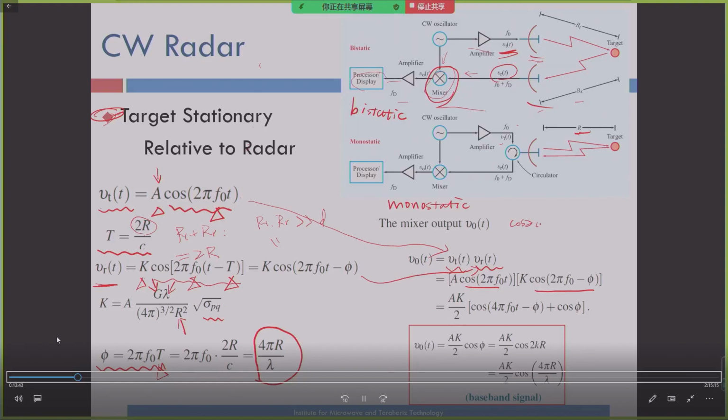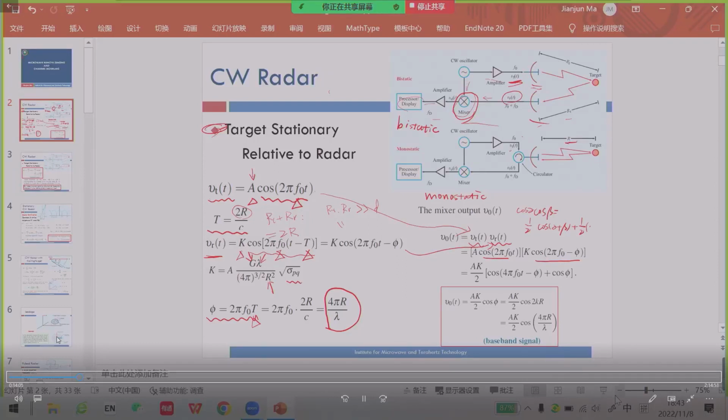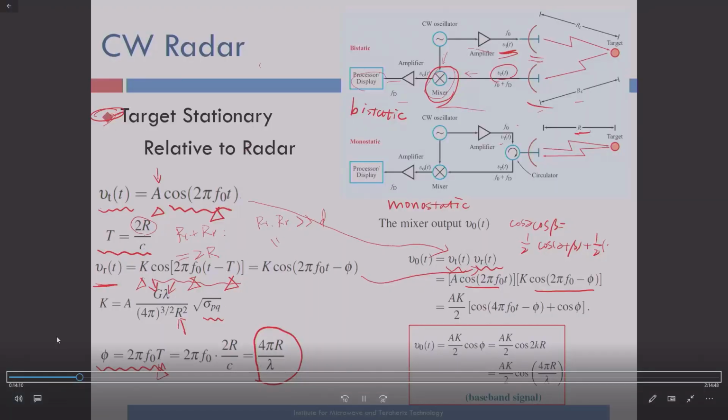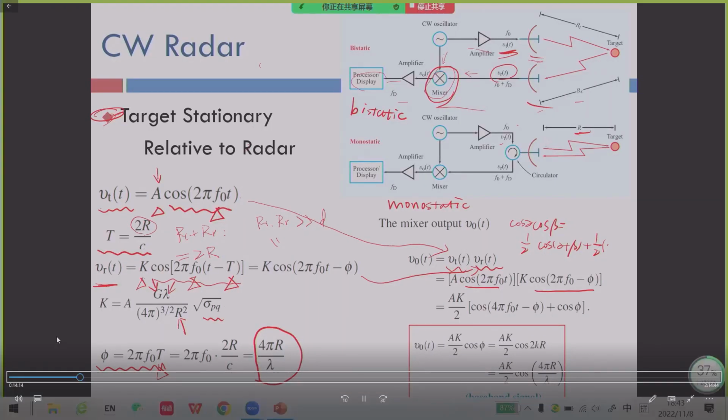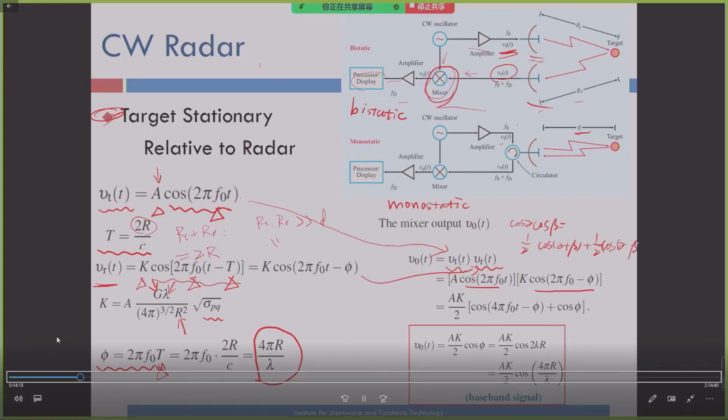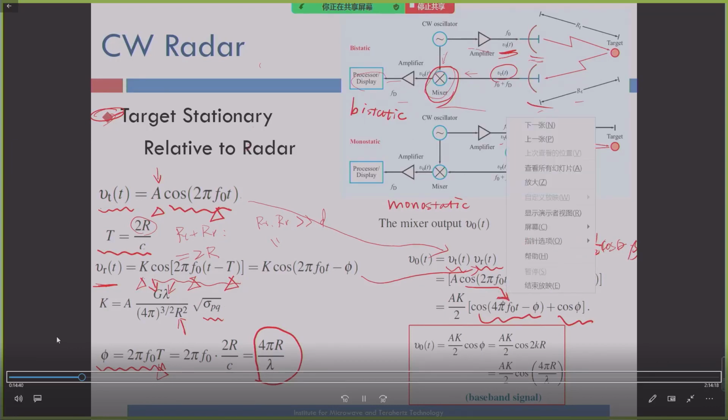And then for cosine alpha, cosine beta, we express it as half cosine alpha plus beta plus half cosine alpha minus beta. So we get both terms. This one plus, this one minus. So now the multiplication of both terms can be simplified to two terms, right? The first term is the sum, and the second term is the difference.